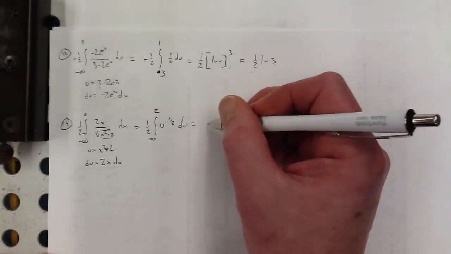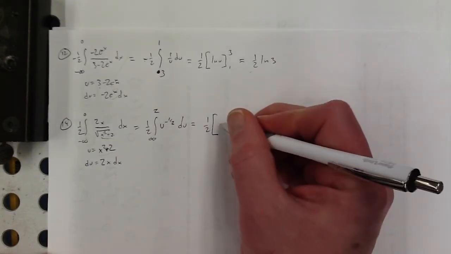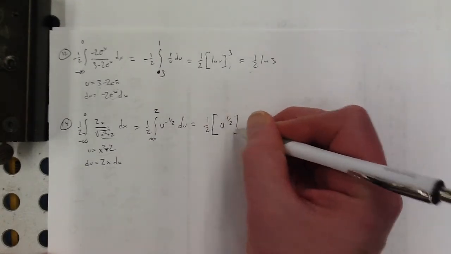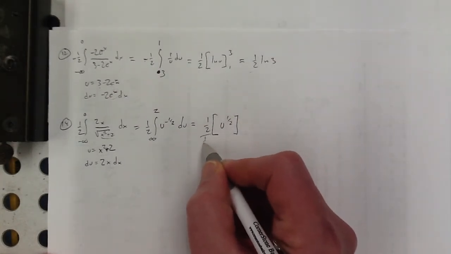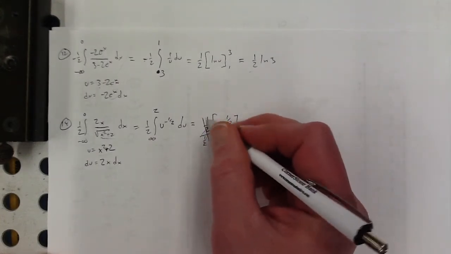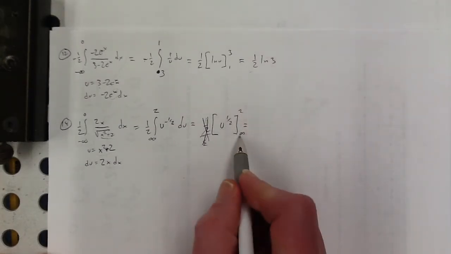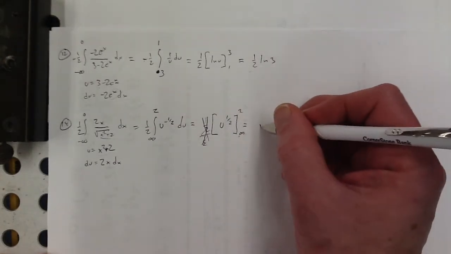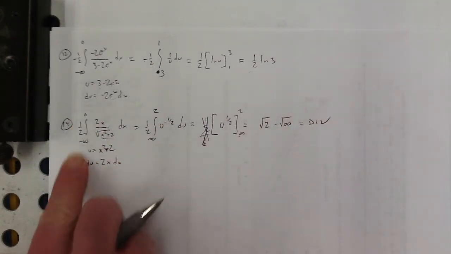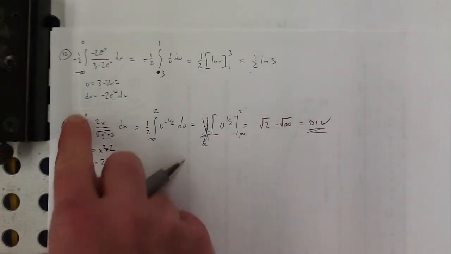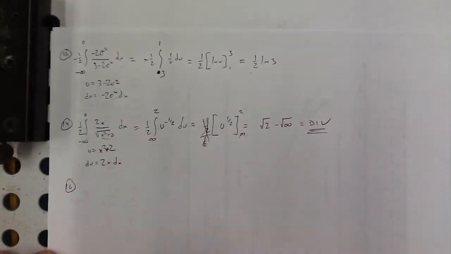Alrighty. So I'm going to bump the exponent up by 1 and then divide by the new exponent. Well, I have a 1/2 here on the outside, so when I do 1/2 divided by 1/2, those cancel out. And the square root of infinity, that's not going to work. So I get the square root of 2 minus the square root of infinity, and that is divergent. And the fact is, I don't have to do the other one, because if either piece is divergent, then the whole thing is divergent.